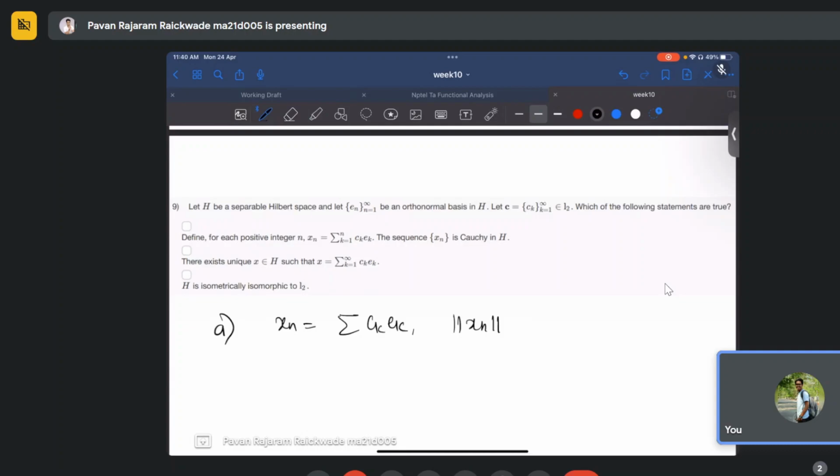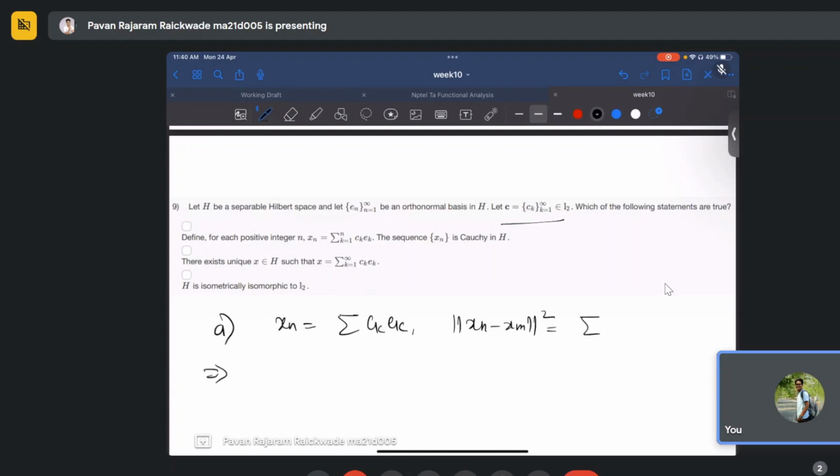Because x_n itself belongs to the space, since it's just a finite span of the e_k, where the e_k are in the space, I can take the 2-norm. This is just the summation of modulus of c_k squared, because the e_k are an orthonormal basis. And because c is in L2, this is finite. Or I can just write this as norm c. Oh, but is that needed? No, this was not needed. I need to show that it's Cauchy.